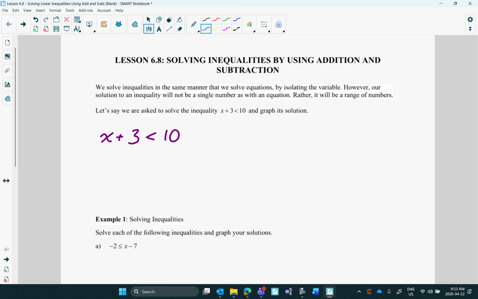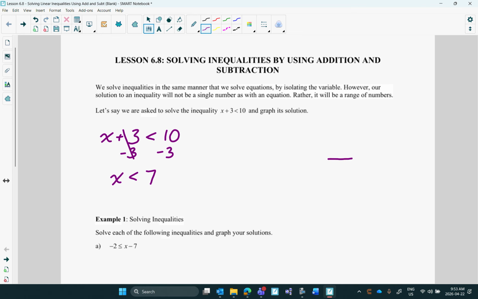How do I get x by itself? Subtract 3. So what's my answer? No, not equals. Less than. X less than. And can we just leave it like that? Yes, because that's the answer. That means any number less than 7 will work in this inequality.